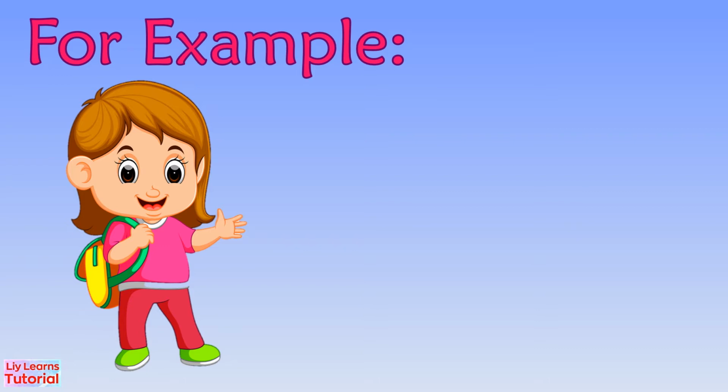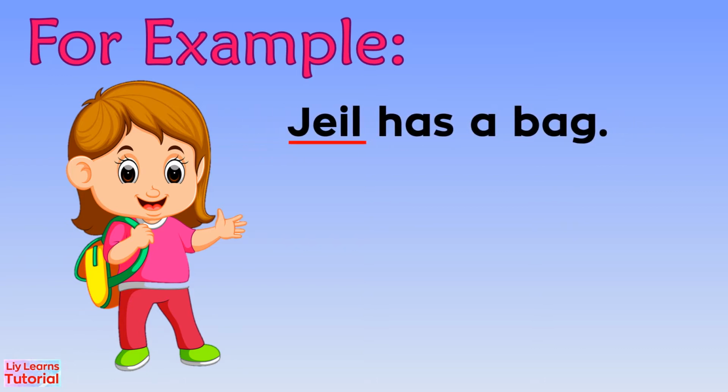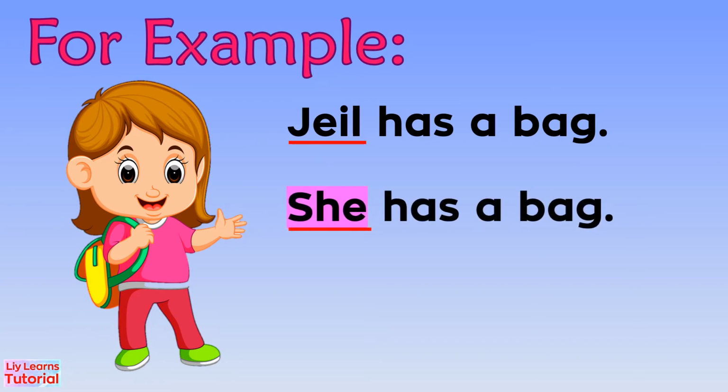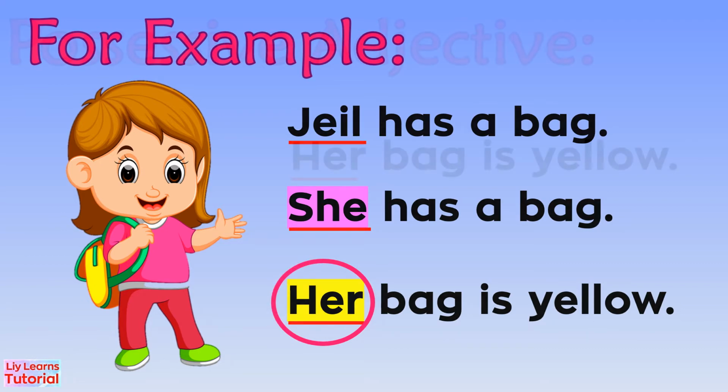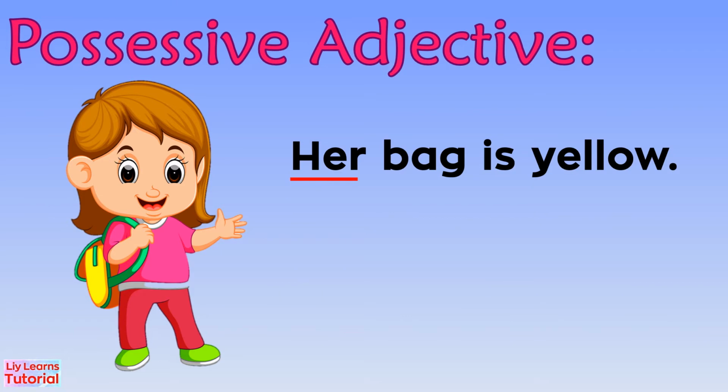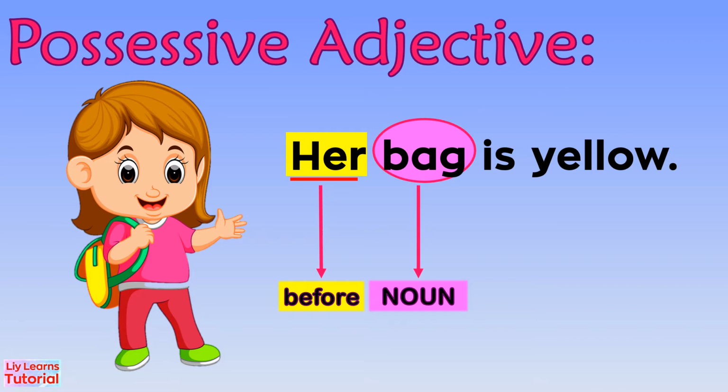Look at this girl. What does she have? Giles has a bag. She has a bag. What color is her bag? Her bag is yellow. We used her because we are talking about a girl. The possessive adjective her is placed before a noun in the sentence.